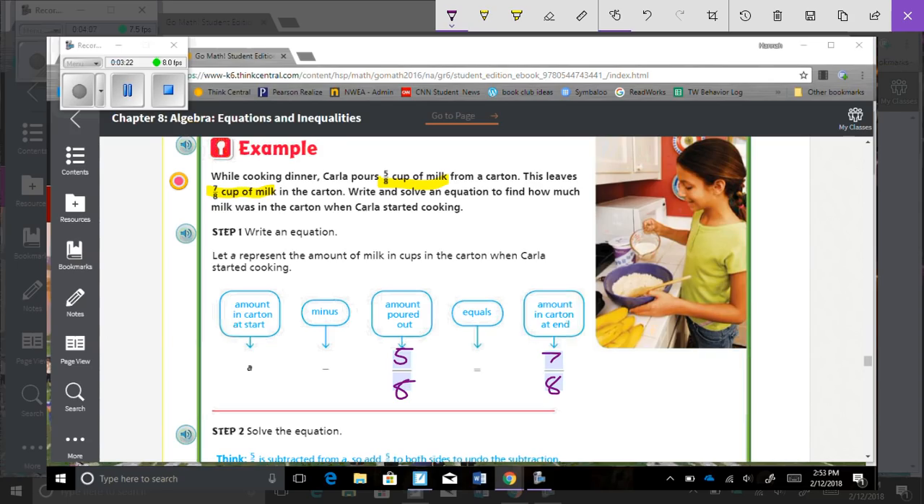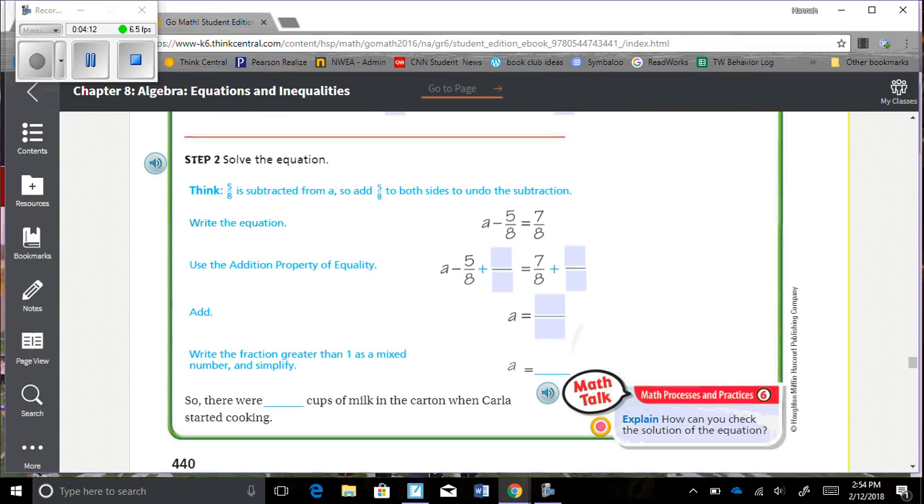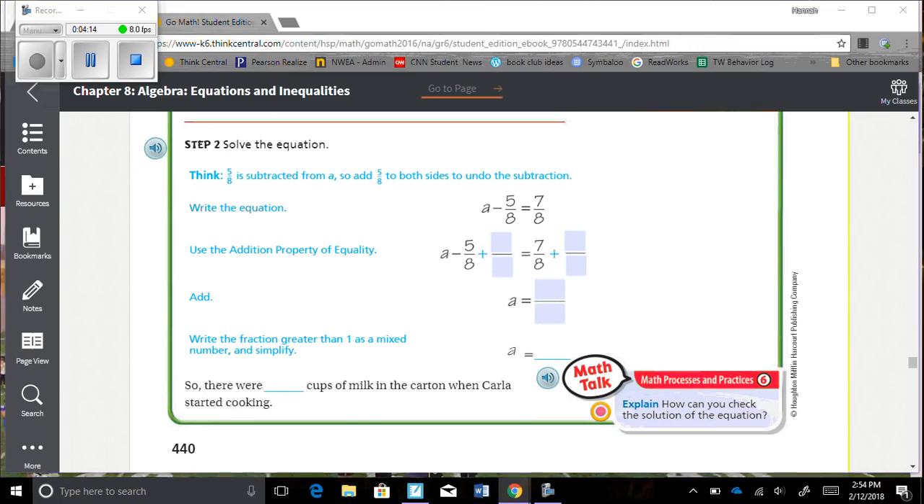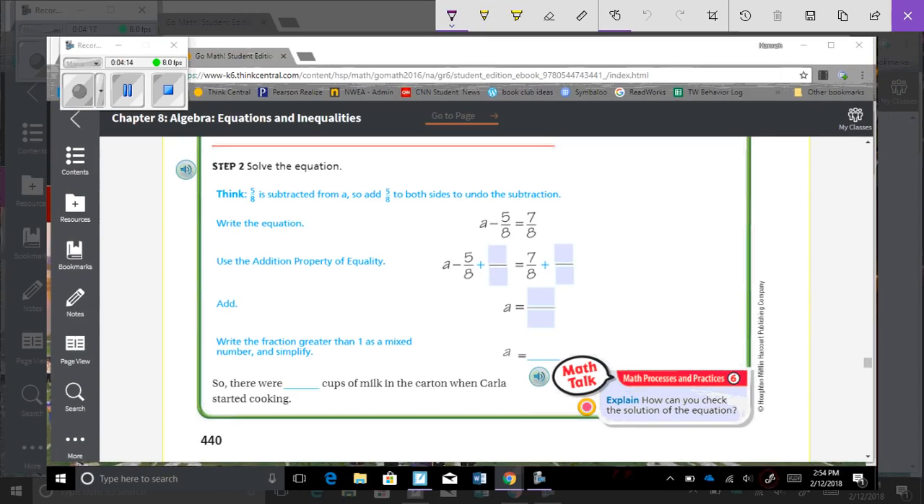Okay? So that's step 1, to write that equation. Step 2 is to solve the equation. So think, 5/8 is subtracted from A, so add 5/8 to both sides to undo the subtraction. If we take minus 5/8 plus 5/8, we're essentially just getting rid of this. It doesn't exist anymore. So now we have A equals 7/8 plus 5/8.